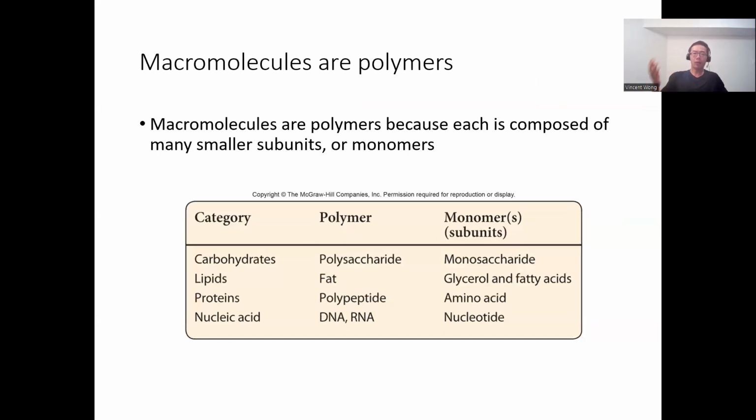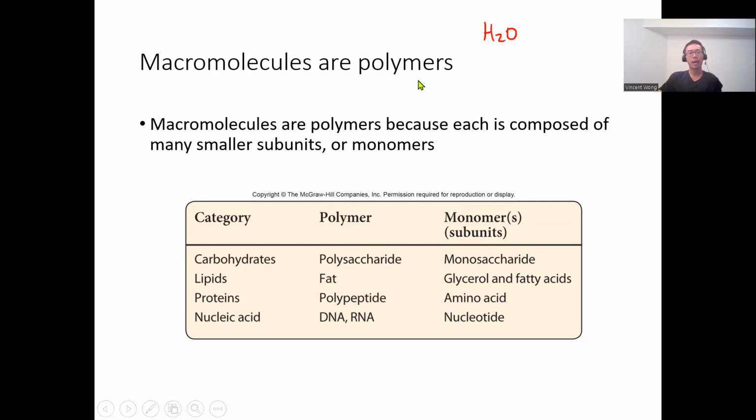Macromolecules, macro means really big. So these are really, really big molecules. How big? Well, if you think of a water molecule, it has 3 atoms in it: 2 hydrogen, 1 oxygen, a total of 3 atoms. That's pretty small. When we talk about macromolecules, we are talking about thousands of atoms in some cases. So really quite big compared to something like water.